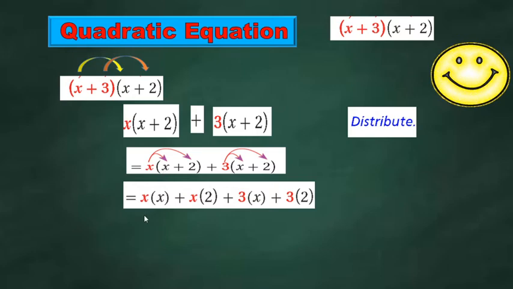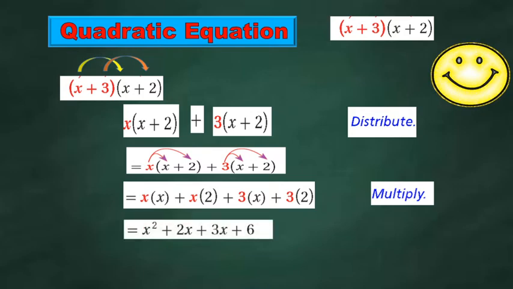x times x and x times 2, and 3 times x, then 3 times 2. And we add all together. Next, we have to multiply. x times x equals x squared. x times 2 equals 2x. 3 times x equals 3x. Then 3 times 2 equals 6.